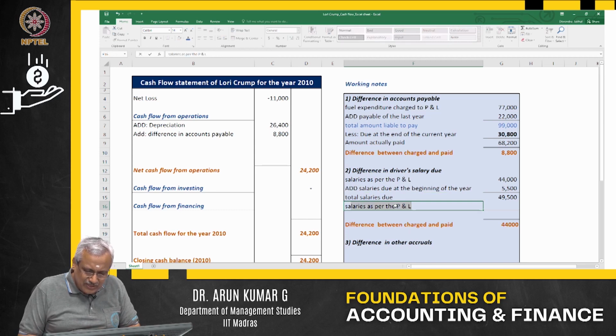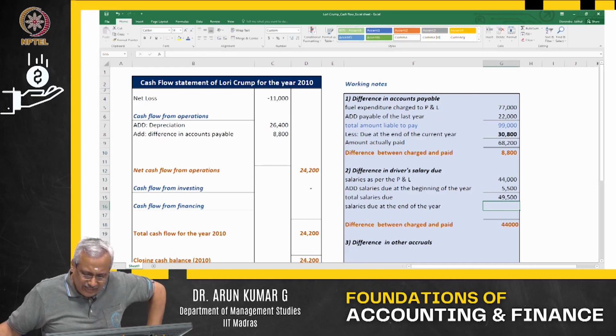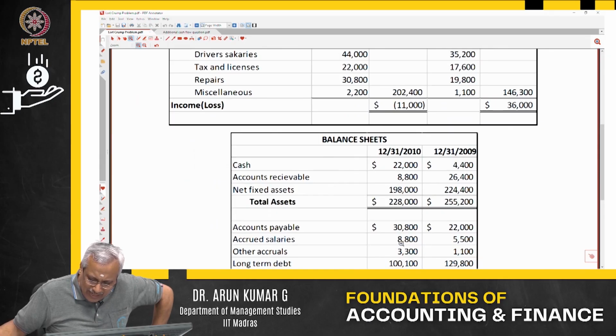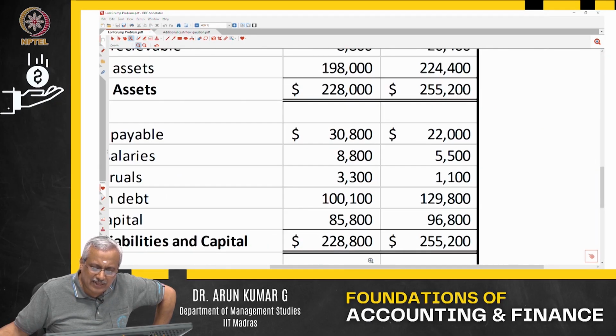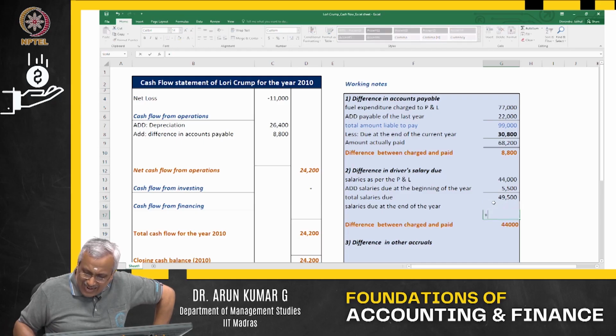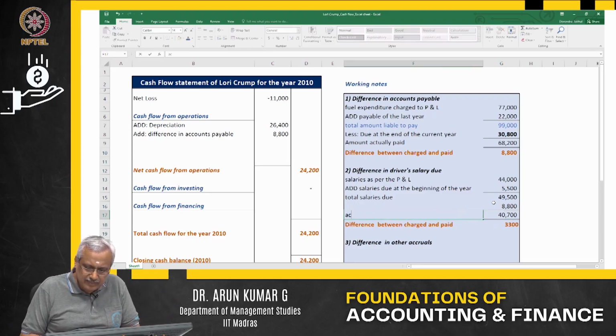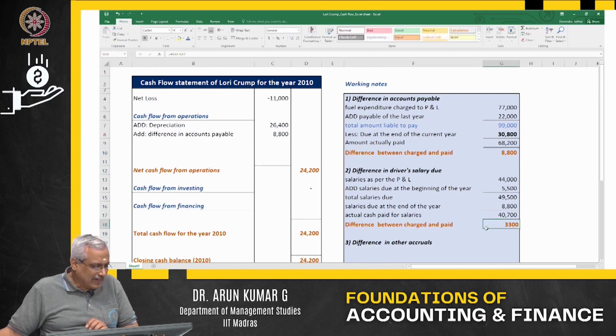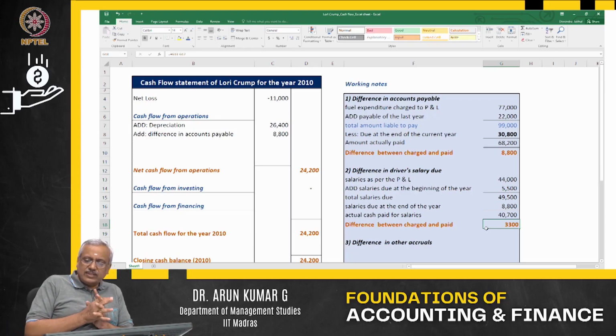What are the salaries due at the end of the year? Salaries due at the end of the year, that is, you still have to pay 8,800. What is the actual amount of cash that has gone out? The actual cash paid for salaries is only 40,700.